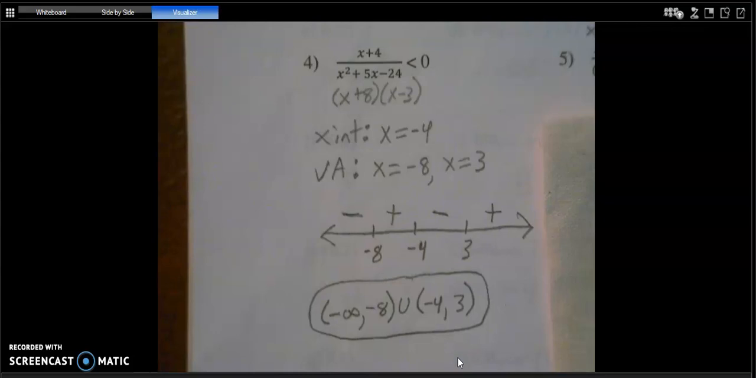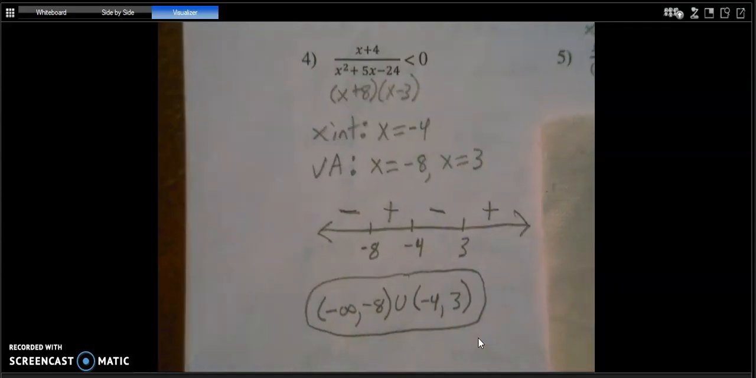When you have a vertical asymptote, that can't be part of your solution. An x-intercept may be, if there was an equal to. Here, less than or equal to. But a vertical asymptote can't be part of your solution. Okay, so you can finish writing that down, and then I'll put up the answers to the last two.